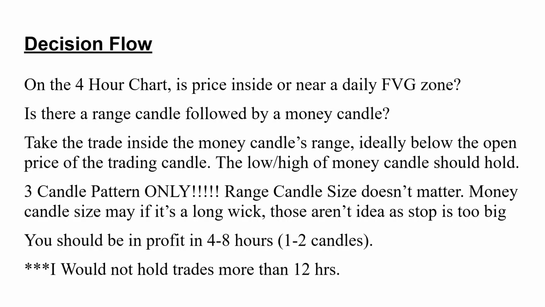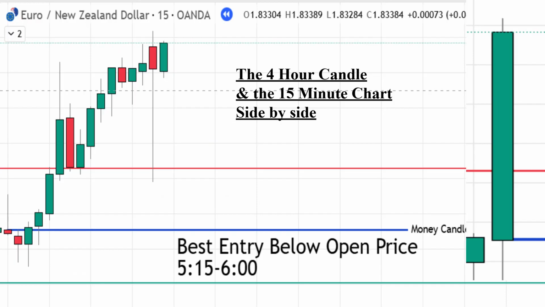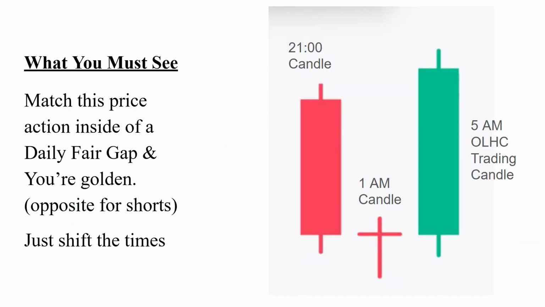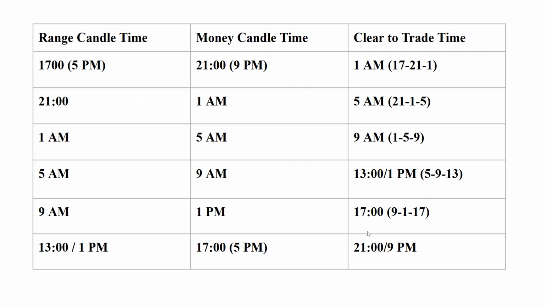So remember, this is a 3 candlestick pattern only. So the range candle size does not matter because sometimes price will break out of it. But the money candle, smaller money candles are always better. If this money candle right here in the middle has a very long wick, that's not ideal because the stop loss can be a little too deep. So we don't like seeing long wicks on money candles.